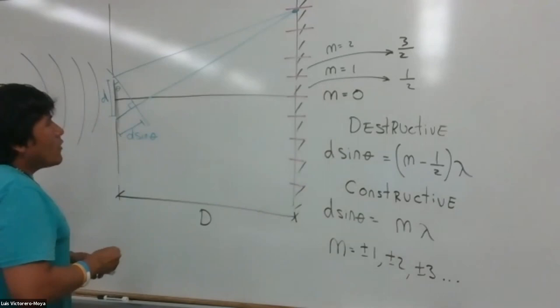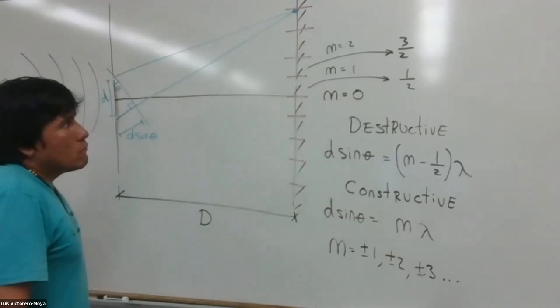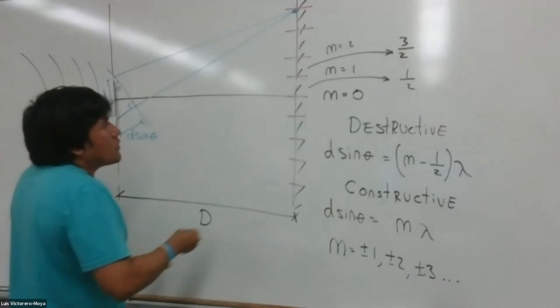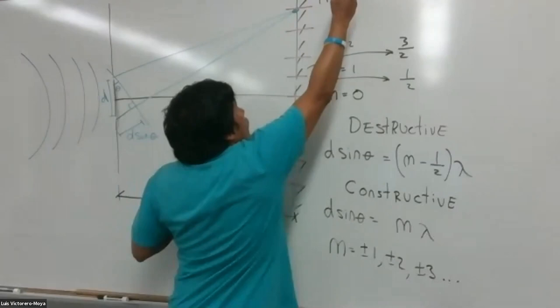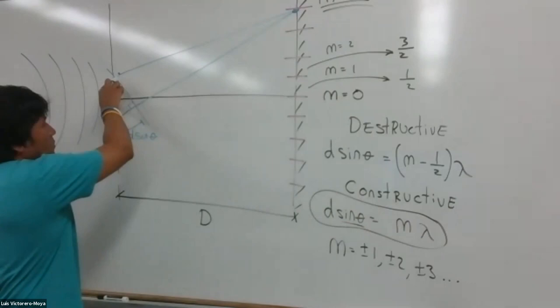Now, what other things can you explore? You can explore the width between the bright or dark fringes, right? And that's using this angle theta and this d. Let's suppose this is order 0, 1, 2, 3, 4. So this is for order 4. For order 4, using this equation, I can find the angle theta, if I know the separation between the slits, I know the order, and I know the wavelength.